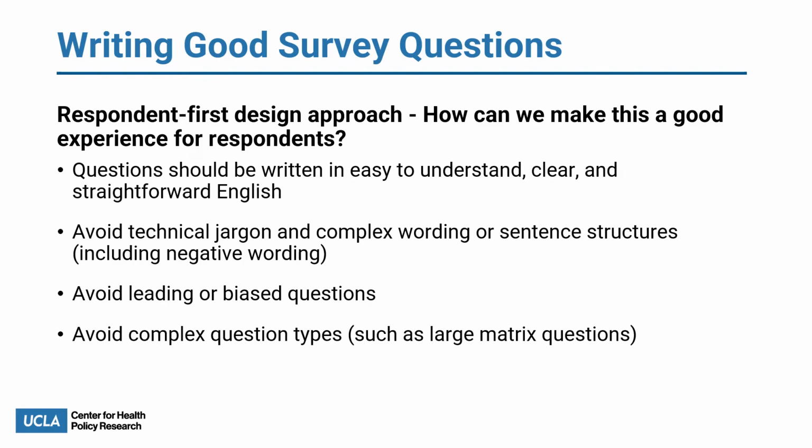Rather than asking the simpler "how much do you support?" because the latter might seem more childish. It is important to avoid negatively worded or double-barreled questions, that is, questions that ask about two things at once. These have been shown in experiments to consistently confuse respondents.